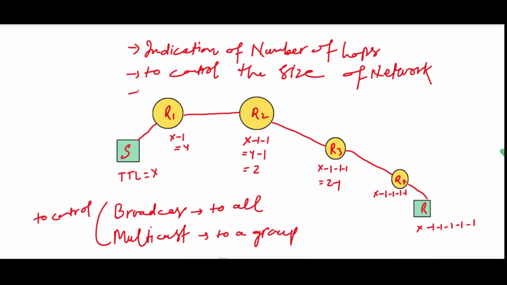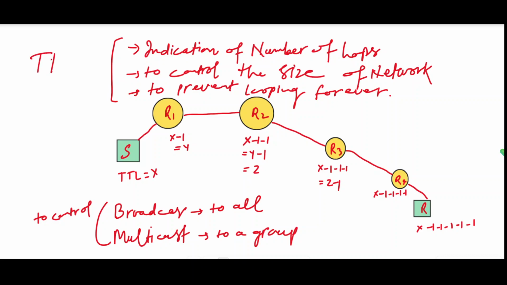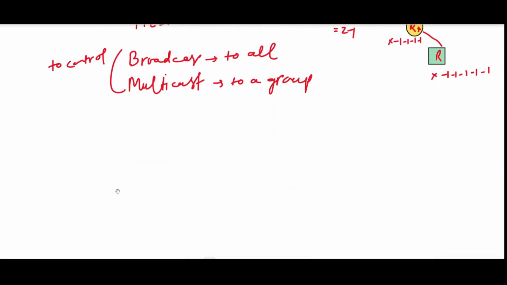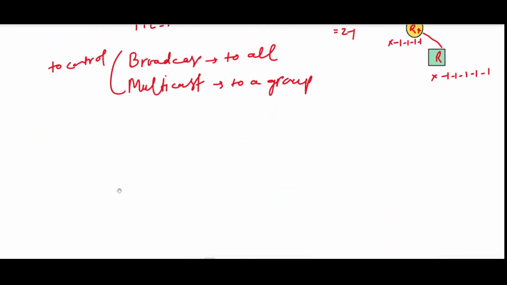And for the first point, to prevent looping forever. Clear? This is the information about TTL. Now come to the next approach. For example, if a network administrator wants to prevent a broadcast packet from reaching all hosts on a large network, they can set the TTL field to a low value.